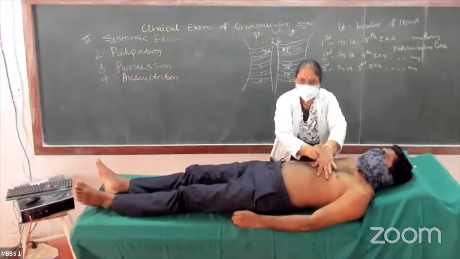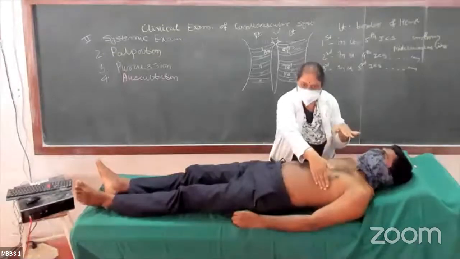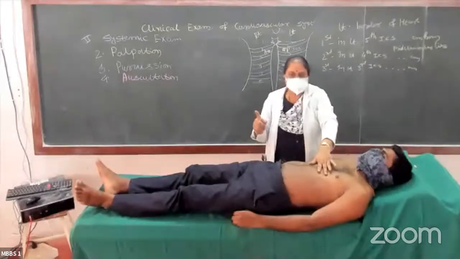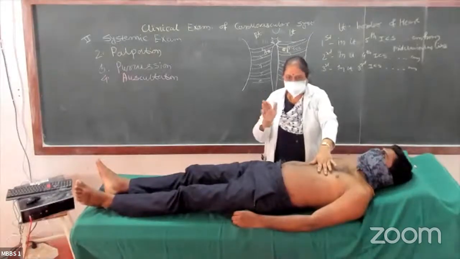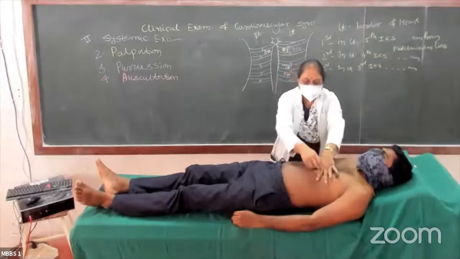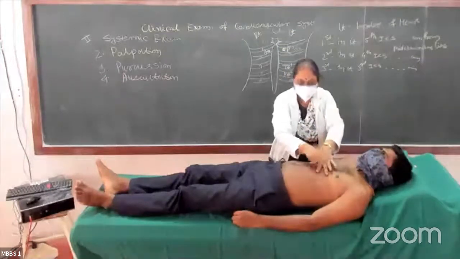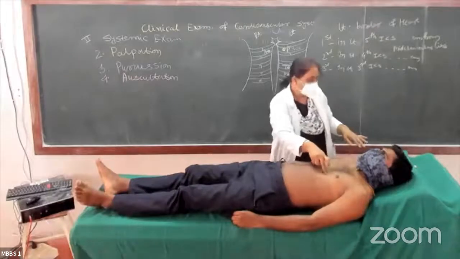You will get a resonant note because of the presence of the lung. But at one point the note will change. That is the beginning of the heart, or the outer side of the heart. So, resonant, resonant, resonant. At one point you get the dullness. Again, you mark it.